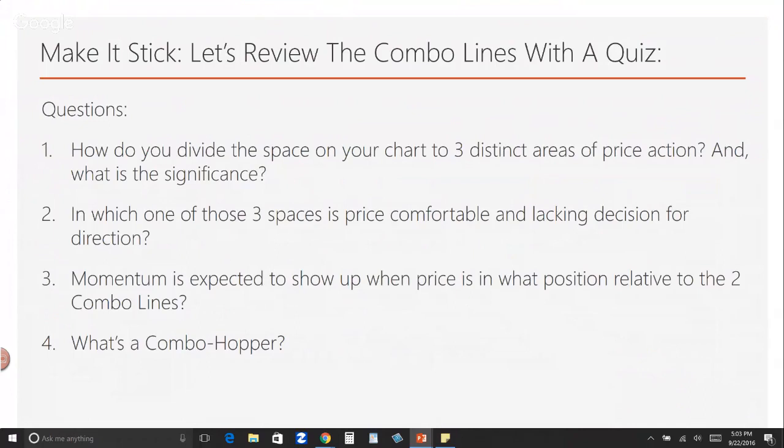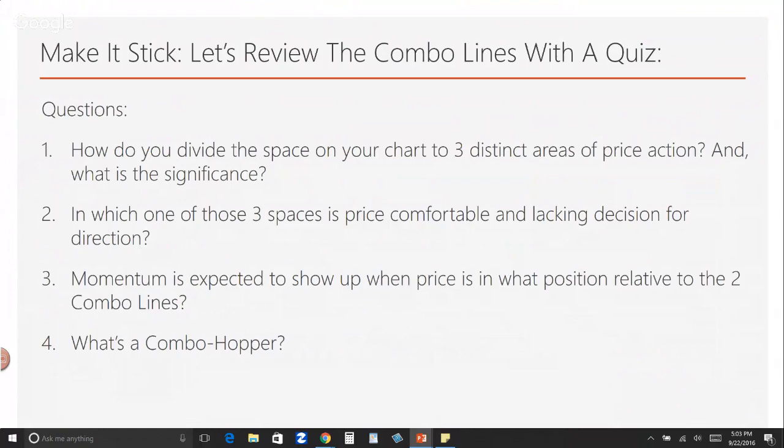So question number 1, how do you divide the space on your chart into 3 distinct areas of price action? And what is the significance? And that comes from the previous lesson. Question number 2, in which one of those 3 spaces is price comfortable and lacking decision for direction? Question number 3, momentum is expected to show up when price is in what position relative to the 2 combo lines? And question number 4, what's a combo hopper?